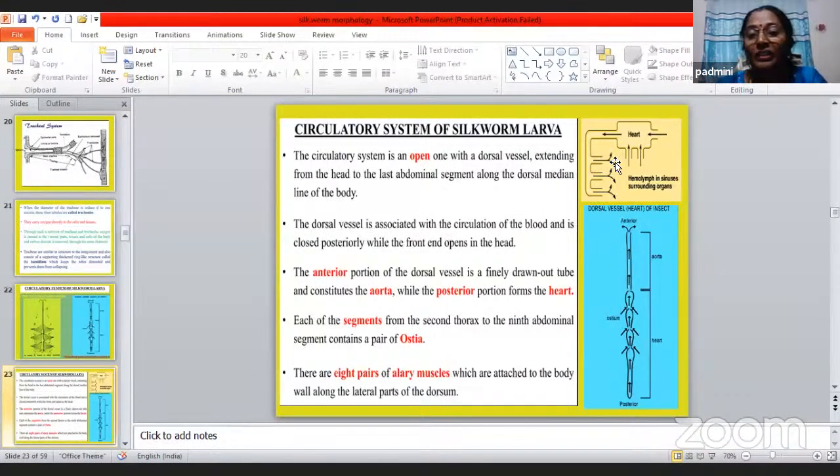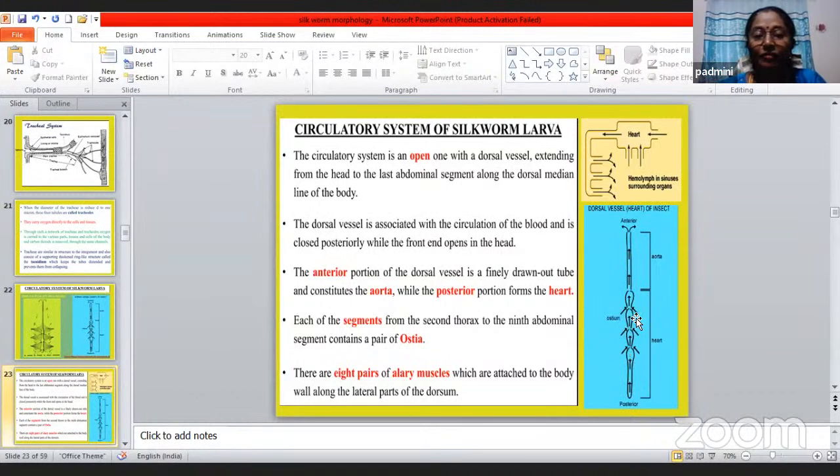So they are just released into the body cavity, and from the body cavity they enter into the lacuna, and from the lacuna the blood again enters into the heart through the ostia that we are talking about. Through those ostia the blood moves inside, and then again it is oxygenated, and the oxygenated blood is given back to the surrounding body muscles. So the dorsal vessel is associated with circulation of the blood, and it is closed posteriorly. The anterior portion of the dorsal vessel is finely drawn into a tube called the aorta, and the posterior has the heart.